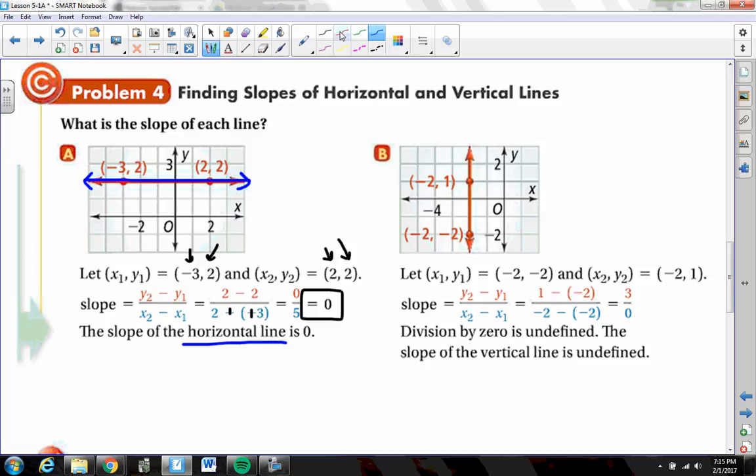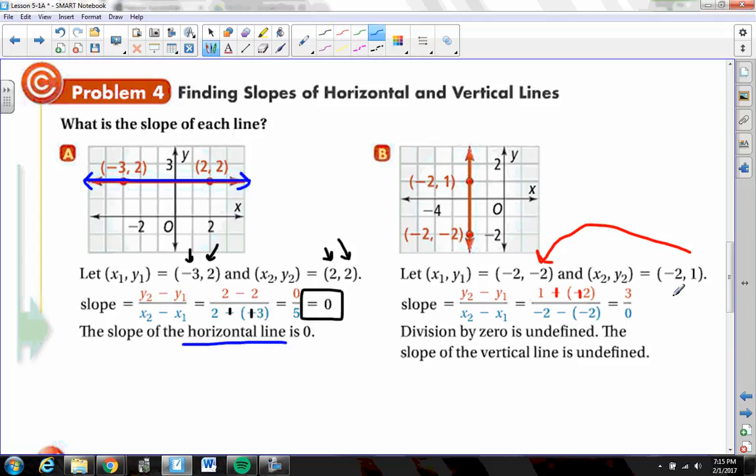Now, if we look at this other option over here, the coordinates they give me for my 2 points are (-2, -2) and (-2, 1). If I subtract my 2 y coordinates, I get 1 take away -2. That's like adding a positive, so I get 3.